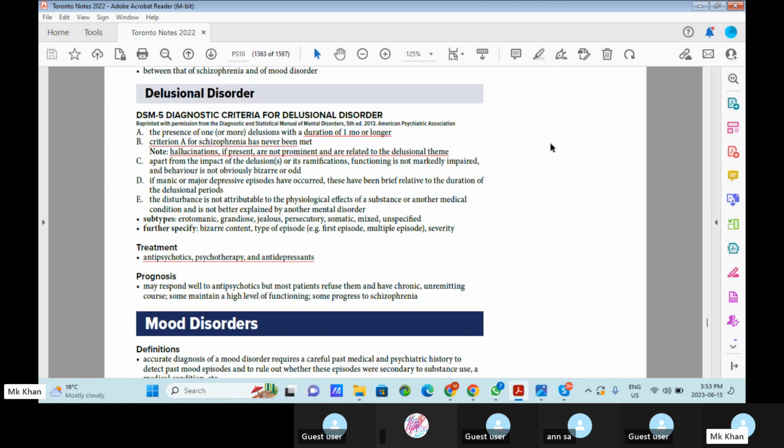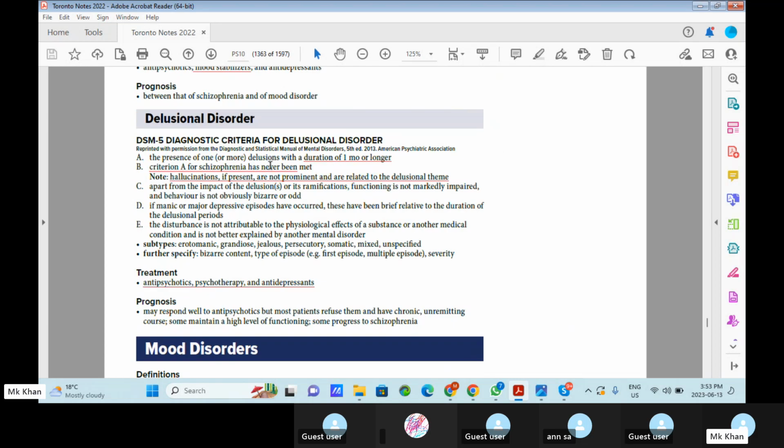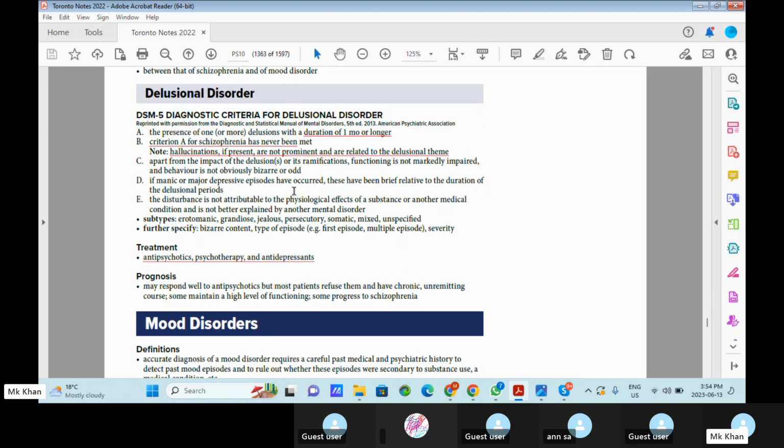And then the next one was delusional disorder. So what was delusional disorder? The duration was 1 month or longer. So there is a false belief or delusion for 1 month or longer. Criteria A for schizophrenia is never met. That's why it is delusion. And hallucinations, if present, are not prominent and are related to the delusion theme. And then C, apart from the impact of the delusion, behavior is not obviously bizarre or odd. So the behavior is not that bizarre, but a firm delusion is present.